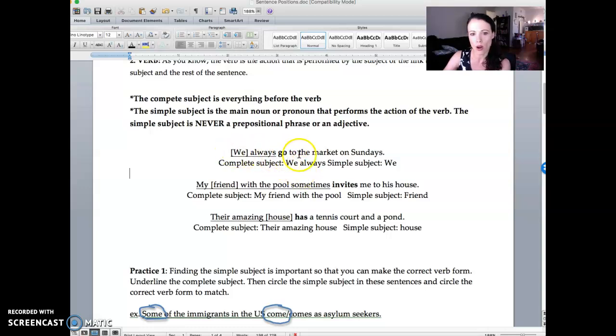So here's my sentence. We always go to the market on Sundays. Remember that your complete subject is everything before the verb. So we always, right? The simple subject is going to be the noun or pronoun. So that's going to be we. Why do I need to know what is the simple subject? Because that's the one where I match the verb, we go. If it was he, we would say goes, right? So we have to match our subject, our simple subject, to our verb.